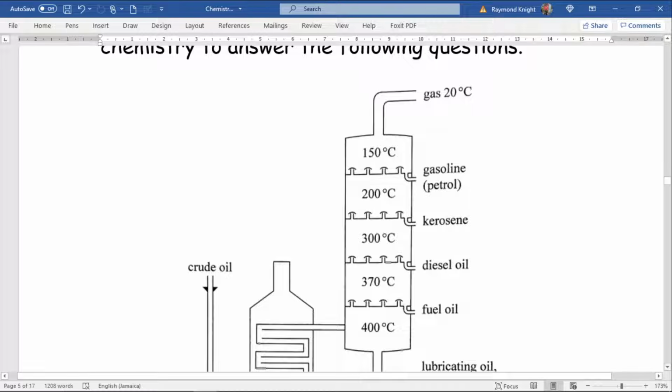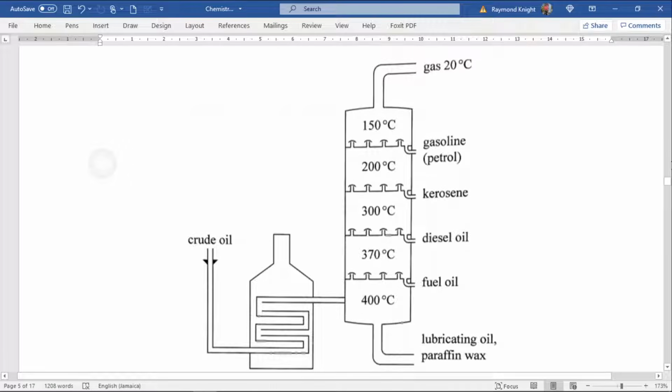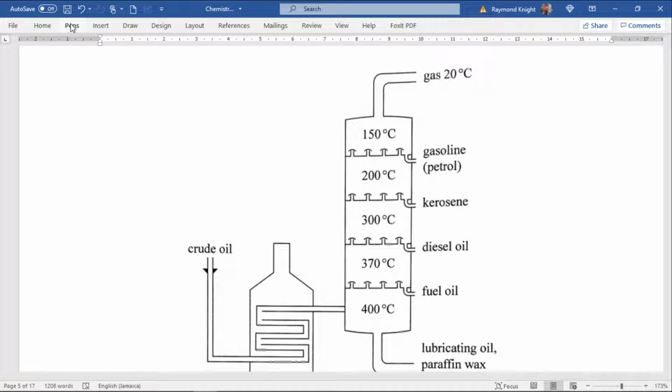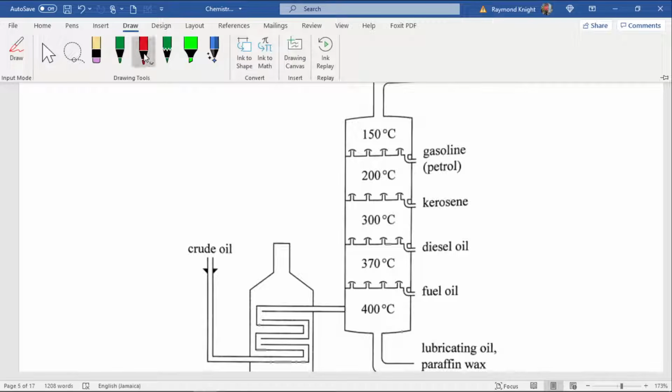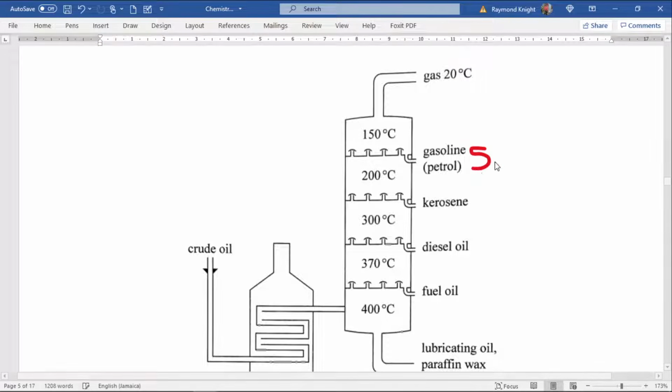all these on this chart real quick. Let me just write them in real quick. Where the gasoline is, that will be about 5 to 10 carbons. Where the gas is, which is at 20 degrees, that will be about 1 to 4 carbons there.